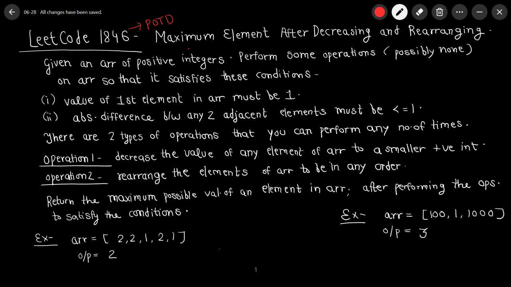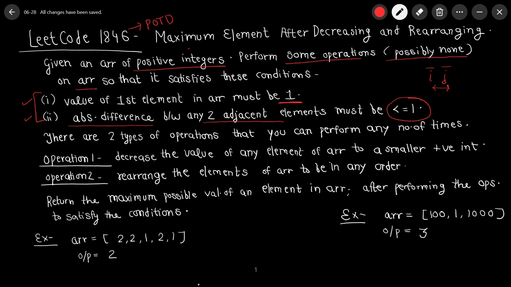So we are given an array of positive integers and we need to perform some operations, possibly none, on our given array so that it satisfies these conditions. The first condition is that the value of the first element must be 1. So the array's zeroth index element should always be 1. And the second is the absolute difference between any two adjacent elements must be less than or equal to 1. That means if any two elements, suppose i and j, are adjacent, they should not differ by a value that is greater than 1.